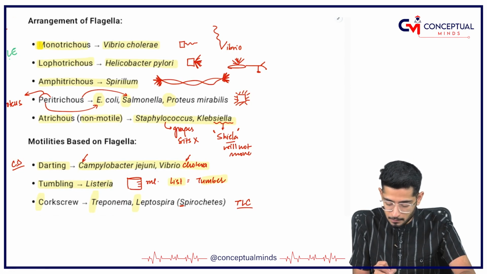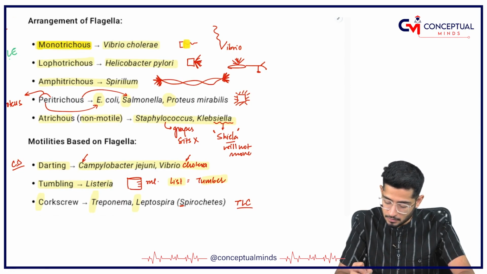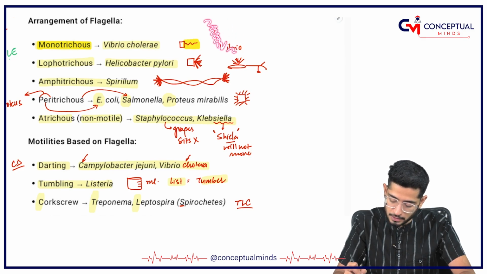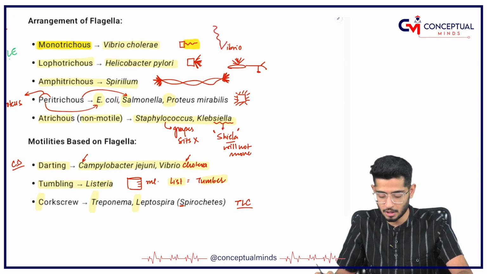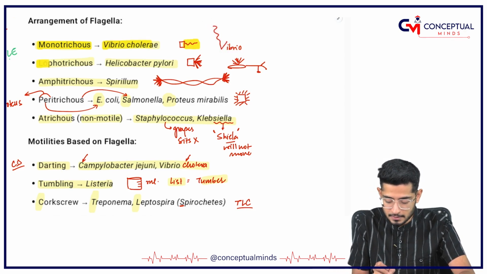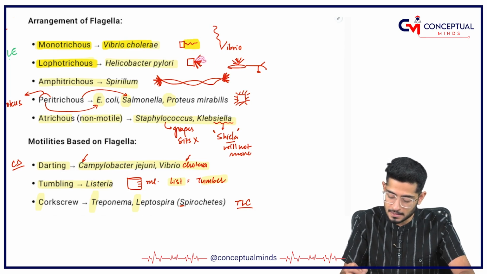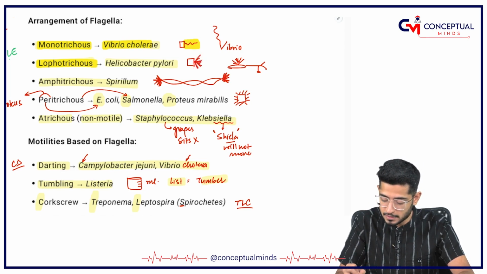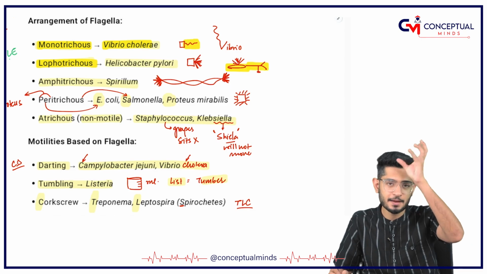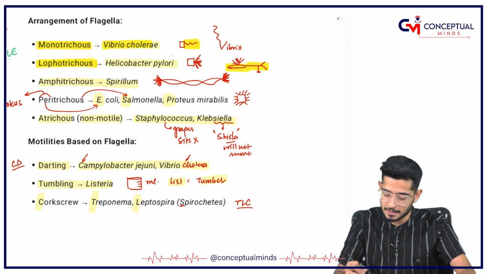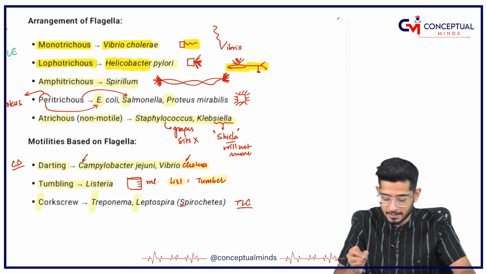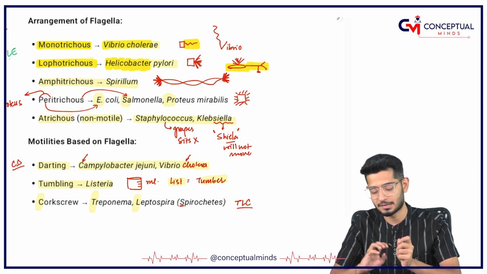Flagella can be monotrichous, that means present only on one side. I am drawing Vibrio like this so that you can remember that it has flagella only on one side. Next is Lophotrichous. Lophotrichous means it is present on one side but in a bundle. Have you seen helicopters? Helicopters have their wings only on one side. So Helicobacter, just like helicopter, has the flagellar arrangement on one side.